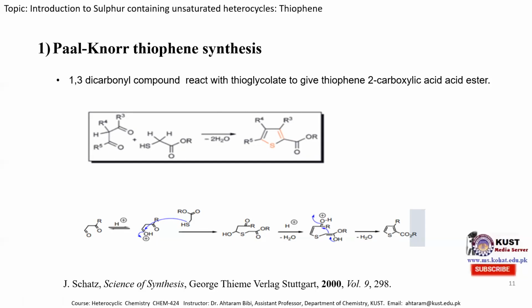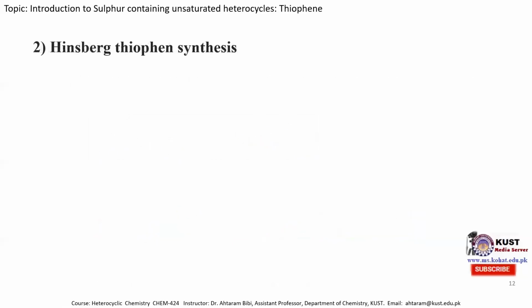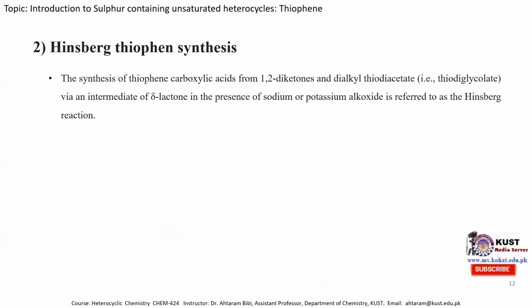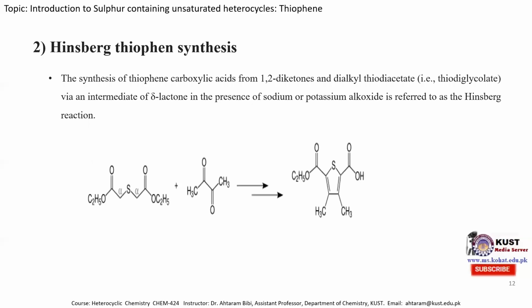This synthesis is also reported in Science of Synthesis, which was published in 2000. The second method is the Hinsberg thiophene synthesis. The synthesis of thiophene carboxylic acid from 1,2-diketones and dialkyl thiodiacetate via an intermediate of sigma lactone in the presence of sodium or potassium alkoxide is referred to as the Hinsberg reaction. This is the Hinsberg reaction.